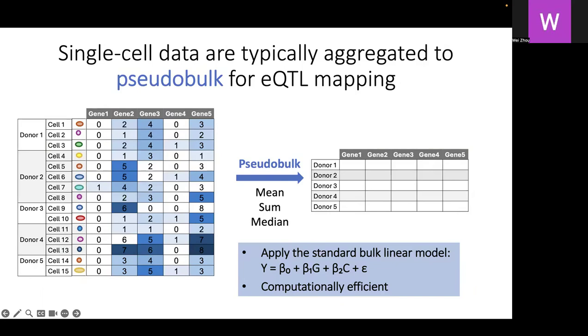The pseudobulk approach is quite straightforward. For each donor and each cell type, we aggregate individual cells' read counts into a single summary, typically the sum or mean. This gives one value per donor per cell type, which we can then analyze with the standard linear model, as we discussed in a previous lecture for bulk eQTL mapping. It's simple, fast, and computationally efficient. But collapsing thousands of cells down to a single number comes at a cost, and those limitations matter.